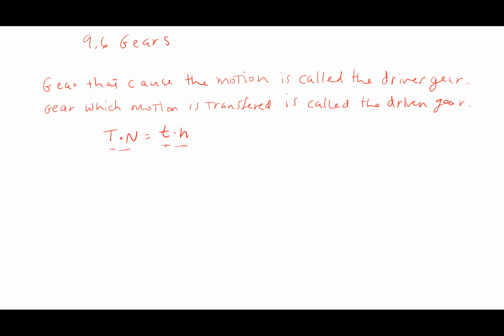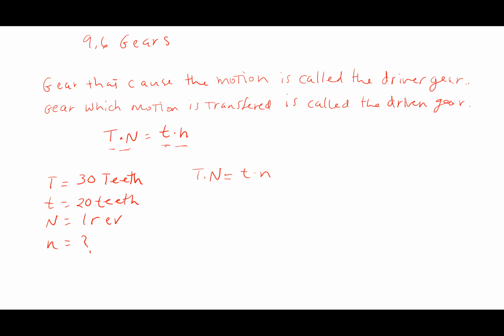A driver gear has 30 teeth. How many revolutions does the driven gear with 20 teeth make while the driver makes one revolution? So the driver gear, that's going to be big T, equals 30 teeth. The driven gear will be little t, is 20 teeth. Now it says in one revolution, so big N is 1 rev, and we're looking for little n. Our basic equation is capital T times capital N equals little t times little n.